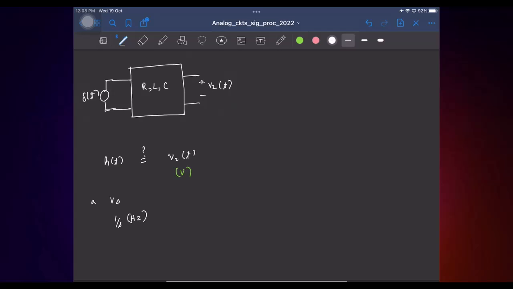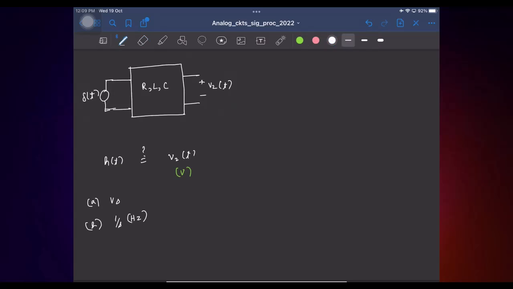This is option A, option B. So we are giving an input as the voltage, and output is also the voltage. So this h of t should be unitless. Okay, option C is 1 by second. Here also it is 1 by second. Okay, so how will you find?